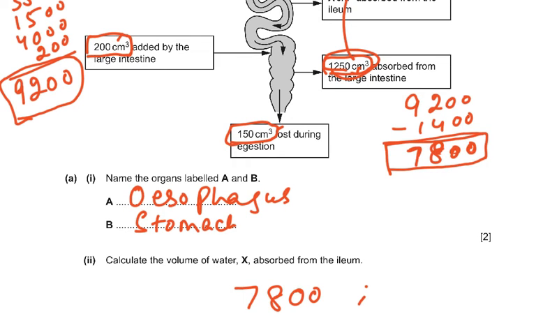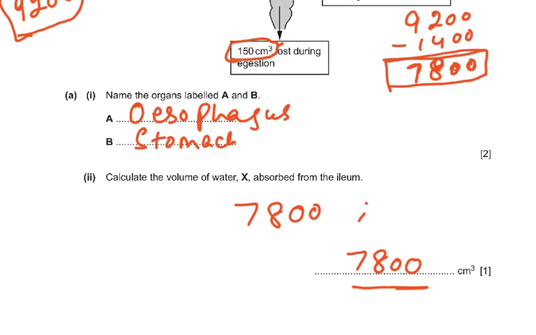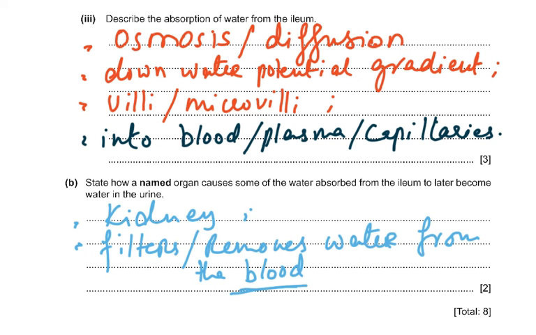So you got a mark for that. To write it where the space was given to you, and you needed to understand the working, but it did show you how to show the working, so it's okay if you just wrote down the answer, and that was all that was required. Part 3 of the question says describe the absorption of water from the ileum, and that was osmosis, or you could have said diffusion. If you said osmosis, then down the water potential gradient. If you said diffusion, then down the concentration gradient.